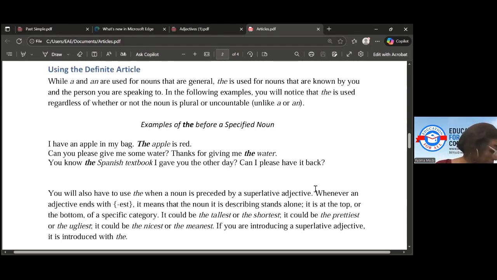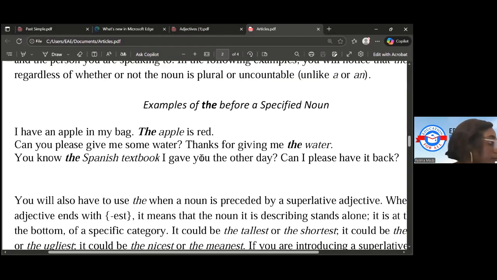Is Hassan online? Yes, yes, I'm here. All right, so Hassan, can you read the examples of the before a specified noun? These examples here. Okay.